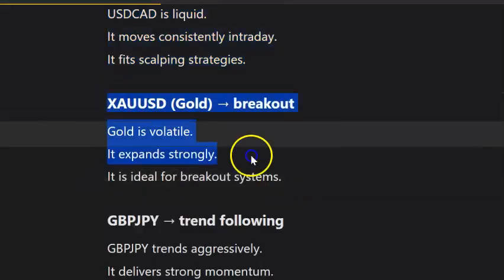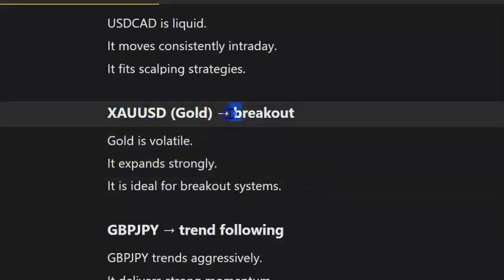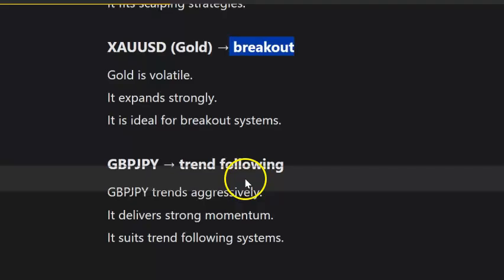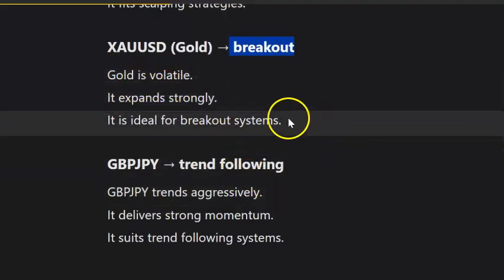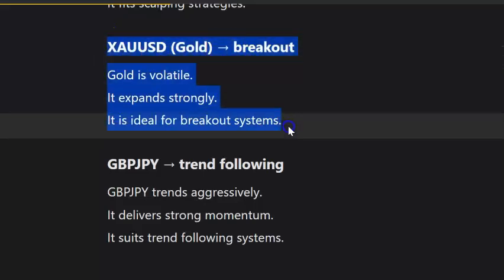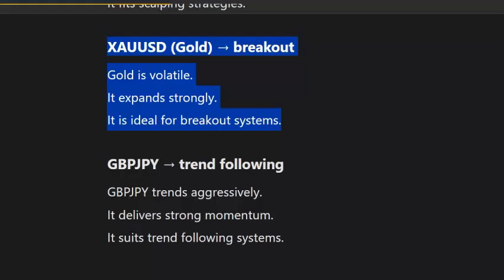Next one is gold, XAUUSD. Gold is very volatile, as we all know, and expands strongly, so it's ideal for breakout systems. So with gold, I'm going to be looking at breakout strategies. And I've actually got some good news on this particular asset, because I'm looking at a strategy right now. If I just put this on the side one second, let me show you something.